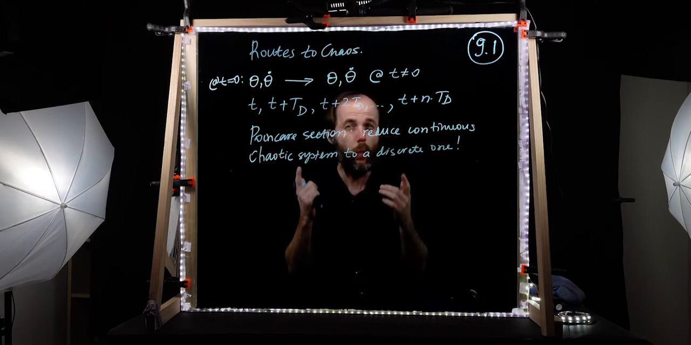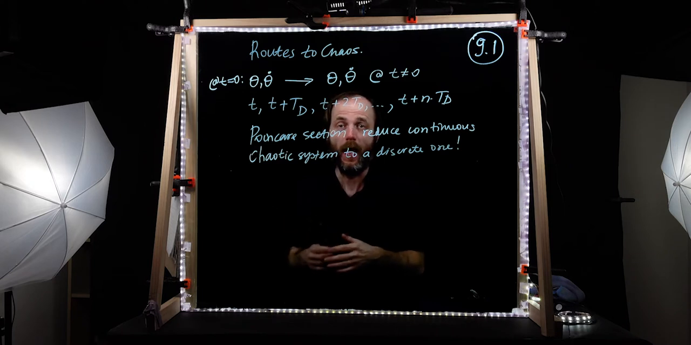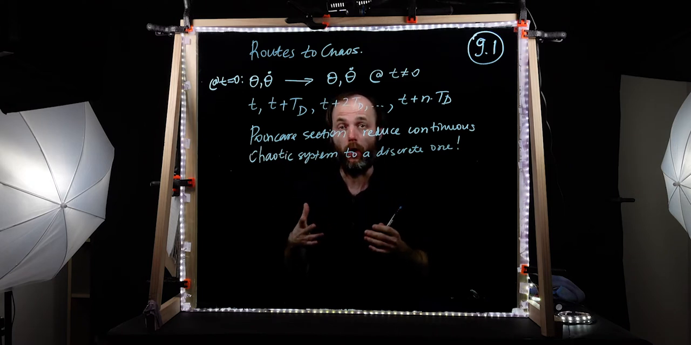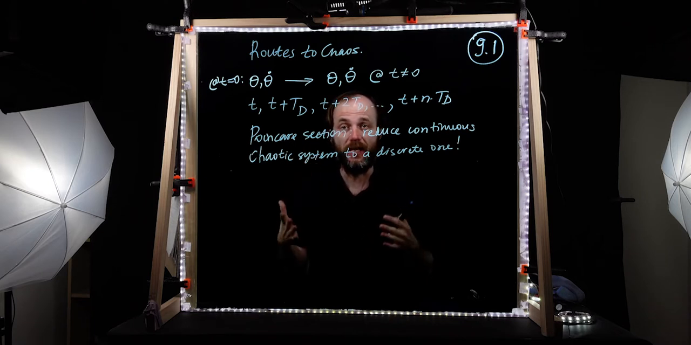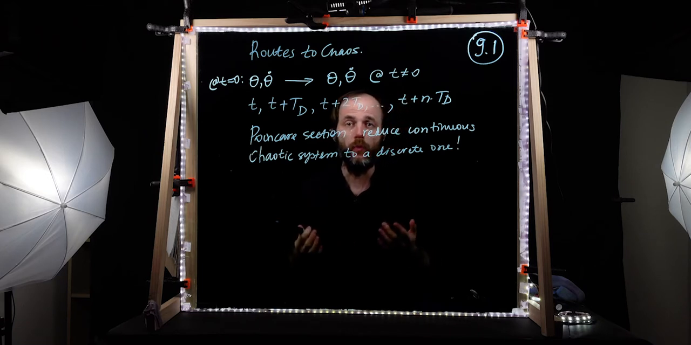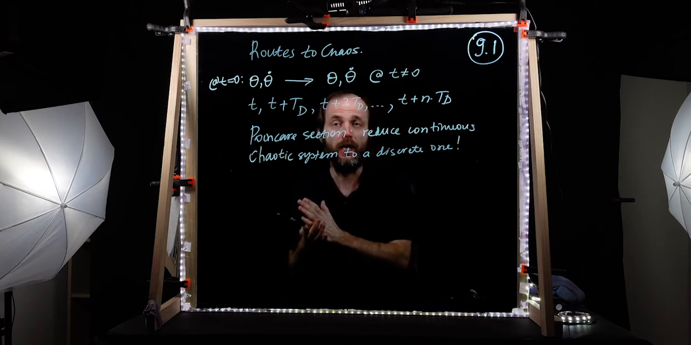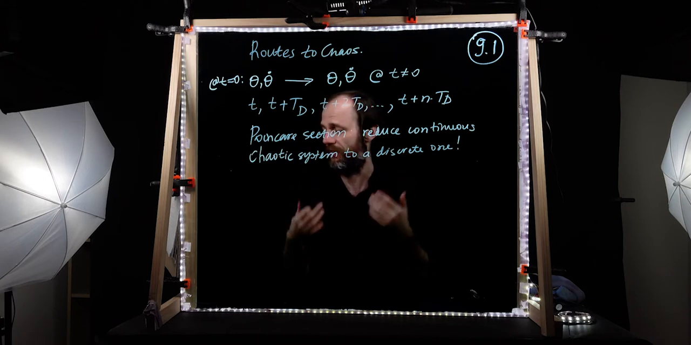So how will we do that? Well, we've actually done that before. And the way we did it was we evaluated the state of the system once every period, and we picked the initial time to be the beginning of the period. So we always evaluated the system in the same phase.